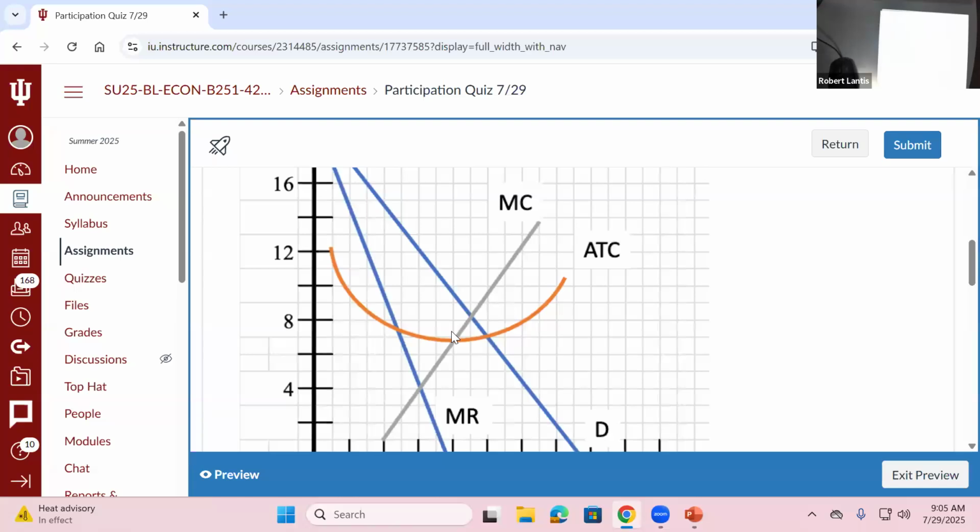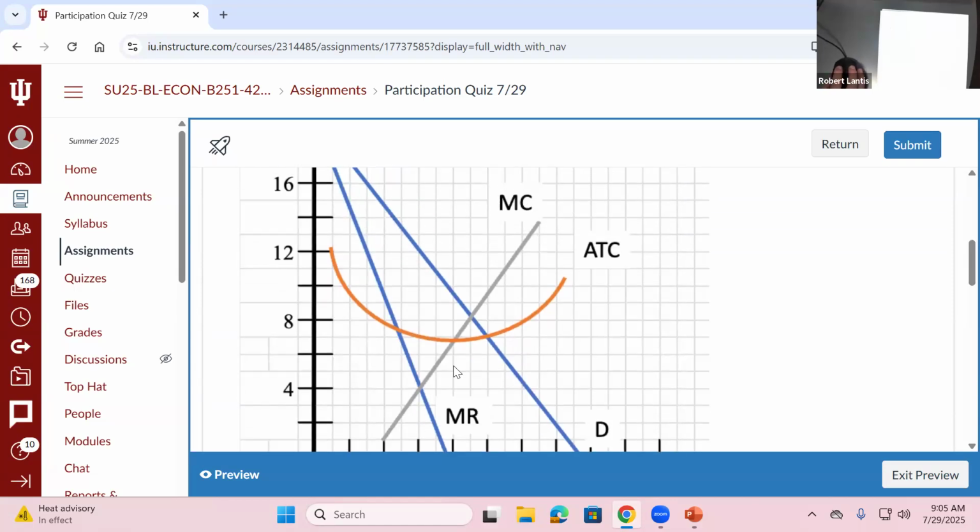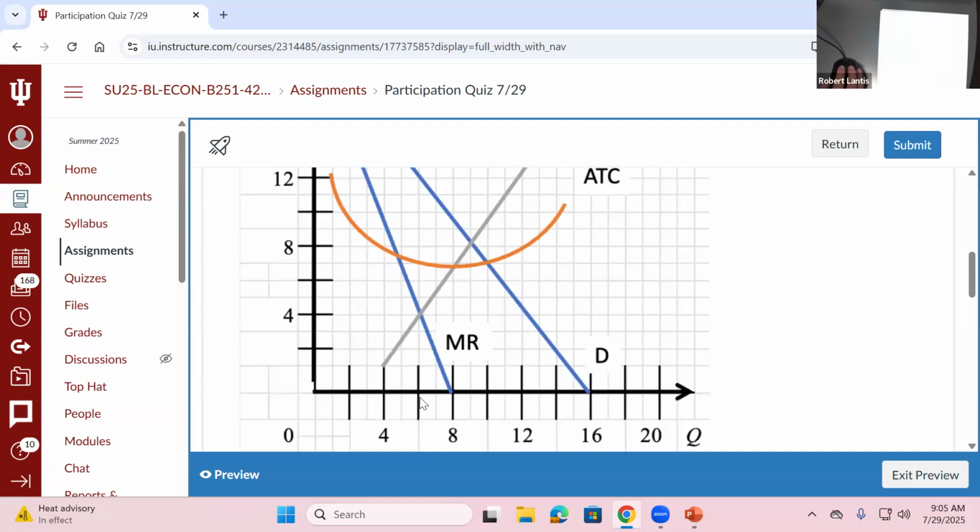When we're looking at something like this, it should look identical to what we were doing for monopolies. We're going to find the profit maximizing quantity where marginal revenue is equal to marginal cost. So where does my marginal cost curve hit marginal revenue? That's at a quantity of, so these are jumps of 2, so 6.